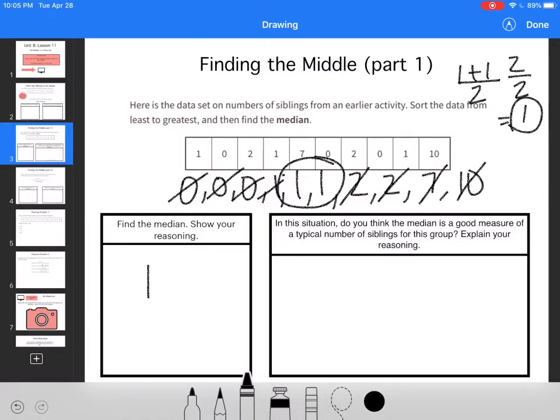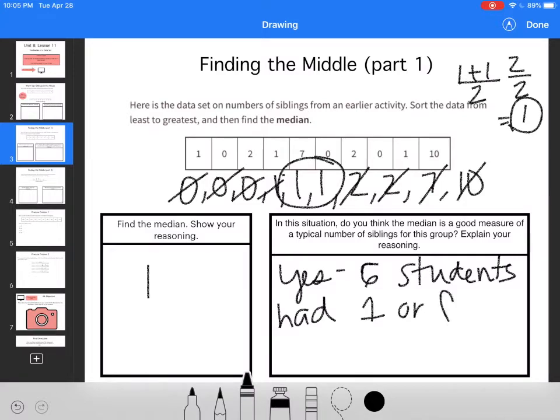So in this situation, do you think the median is a good measure of the typical number of siblings for this group? Explain your reasoning. I would say yes, that the center of the data would be 1 because 6 students had 1 or fewer siblings. So that's more than half of the data was 1 or fewer. So 4 out of the 10 students had more than 1, but that's only half of the data.